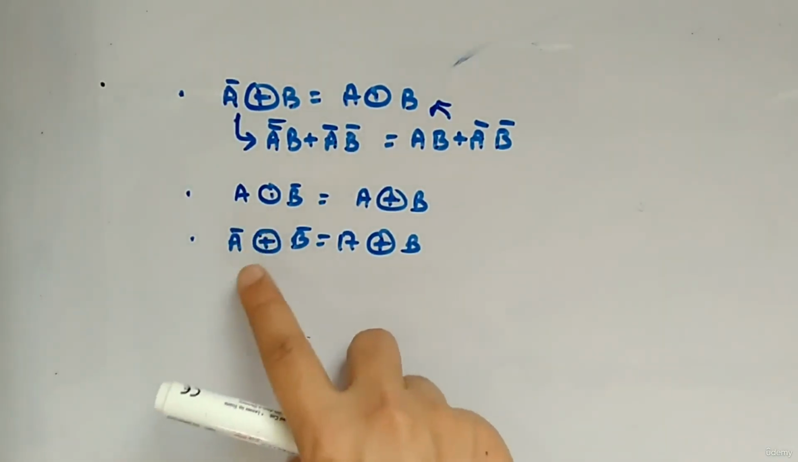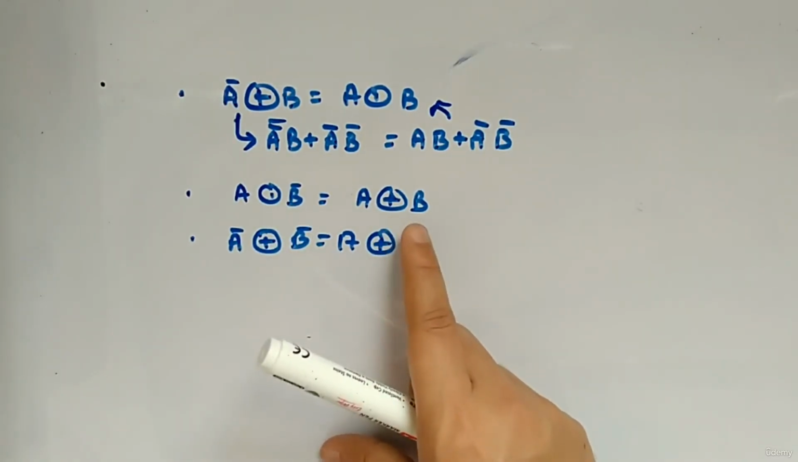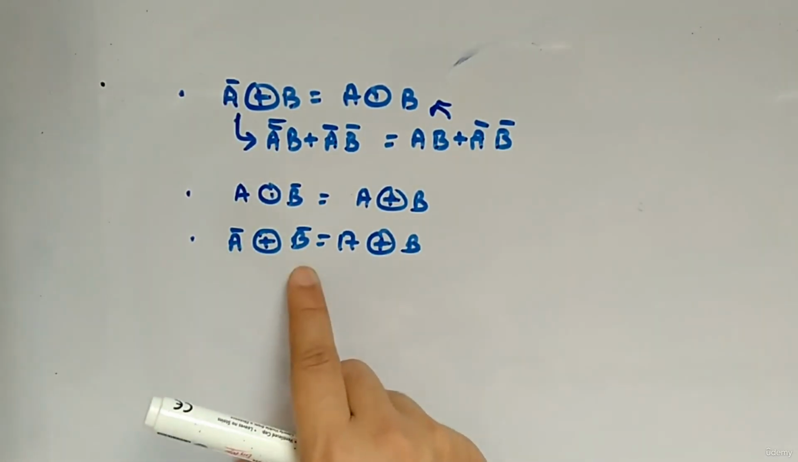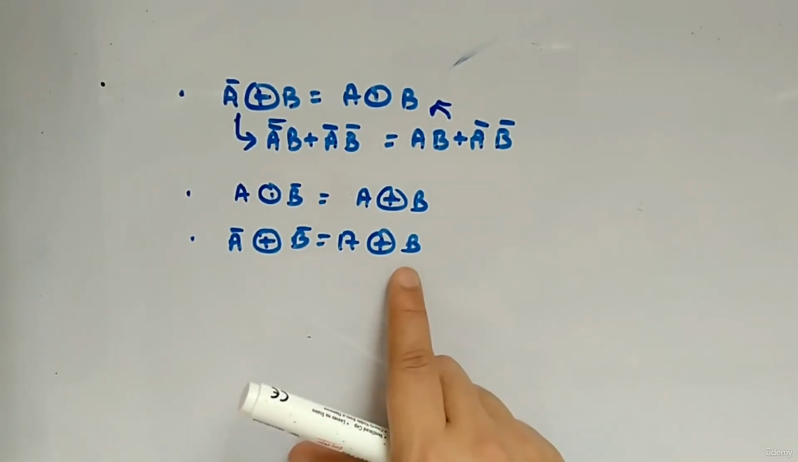On a similar note, you can have these two properties as well. A XOR B bar will be equal to A XOR B, and A bar XOR B bar will be equal to A XOR B.